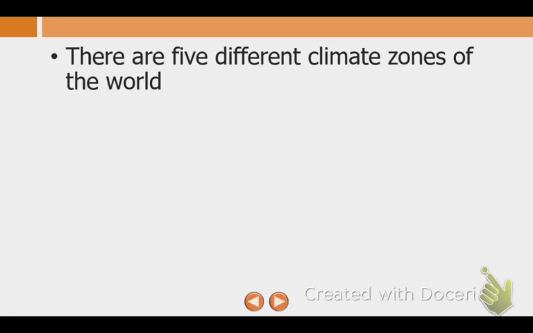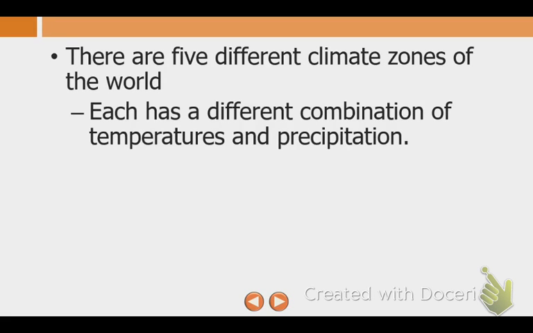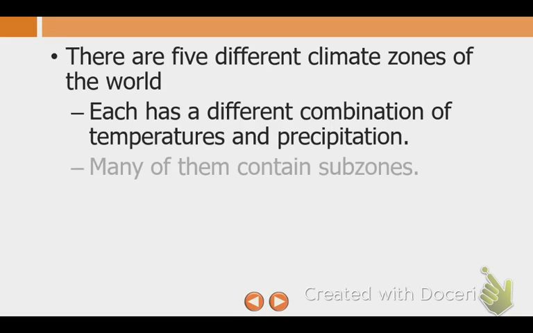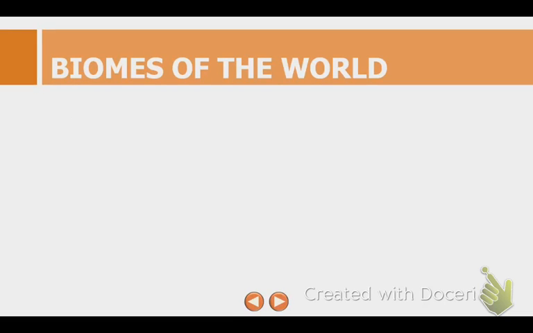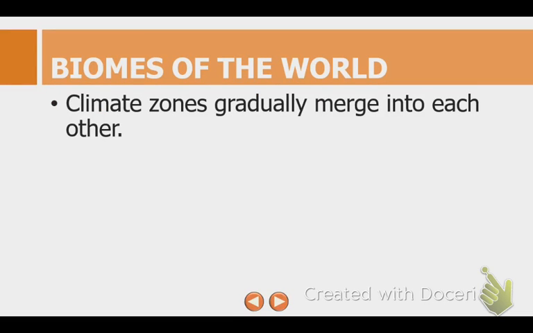There are 5 different climate zones of the world. Each of them has a different combination of temperatures and precipitation. So we really have to look at what is the average temperature in the area and how much rainfall or snowfall or precipitation do they get on average for a year. A lot of them also contain subzones, and it's really important to understand these different biomes because that will help you to understand why animals live in that area.